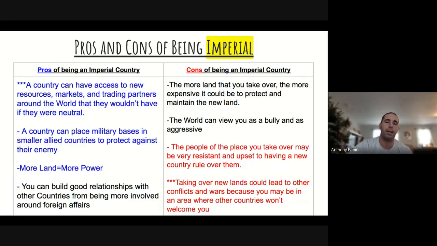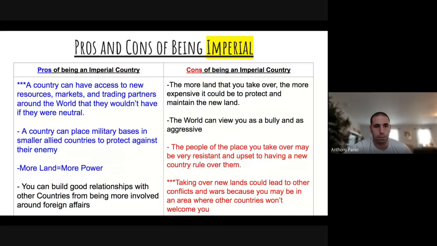One of our biggest enemies right now is North Korea. We have a bunch of military bases located close to North Korea to keep a close eye on them at all times, so to speak. That's a good example there. Also, this is just a standard rule: more land equals more power. The more land that you have, the more power that you have, and ultimately, the better you will end up doing.